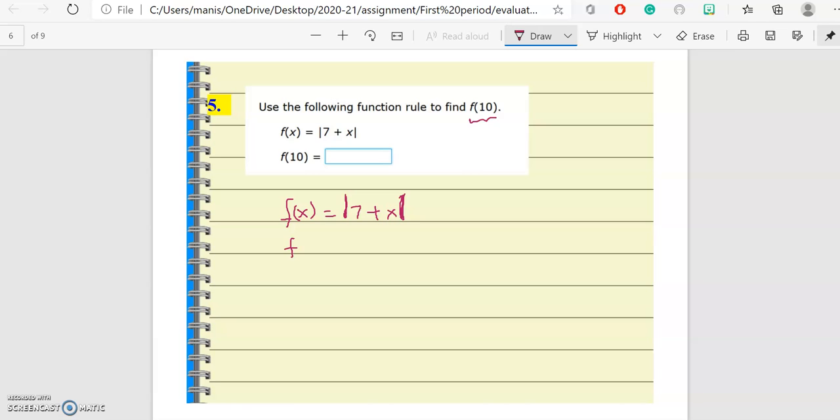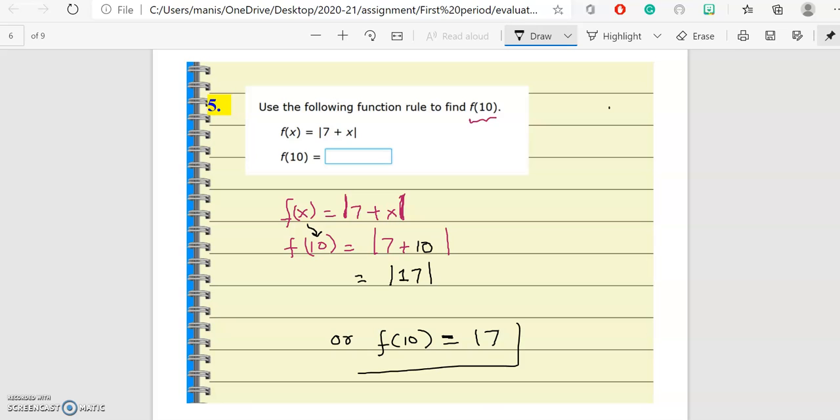And we have to find the value of f of 10. So over here, I will write 7 plus. Now my question to you is this: what is the value of x? Yes, value of x is 10, which I will replace over here. So I got 7 plus 10. So your answer is absolute value of 17, or you can write f of 10 is equal to positive 17. That's your answer.